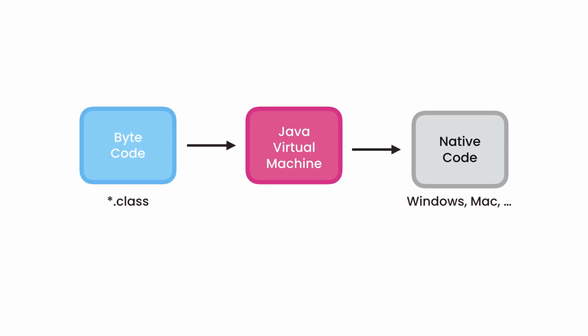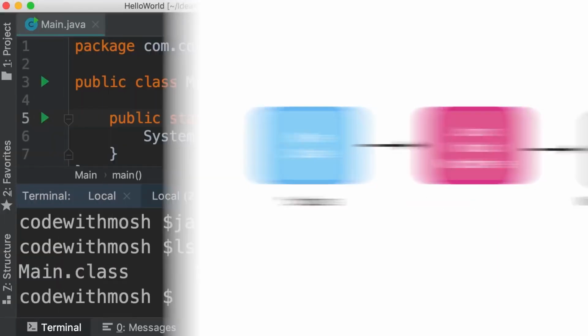We can write a Java program on a Windows machine and execute it on Linux, Mac, or any other operating systems that have a Java runtime environment. C# and Python also have the same architecture. That's why they're platform independent as well. Now let me show you how to invoke this Java virtual machine to run a Java program.